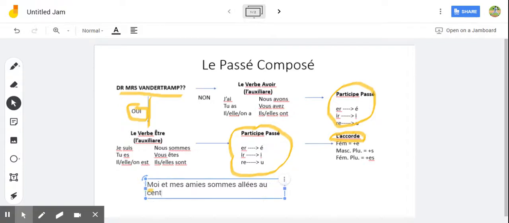Okay? Remember, when we are writing in French, when we are speaking in French, use simple structures and keep our ideas simple. There is our little example on how to use the passé composé with Dr. Mrs. Vandertramp. So use this cheat sheet, watch these videos a couple times to get the hang of it, and as always, let me know if you have any questions and send me a private comment on Google Classroom if I can help you out.